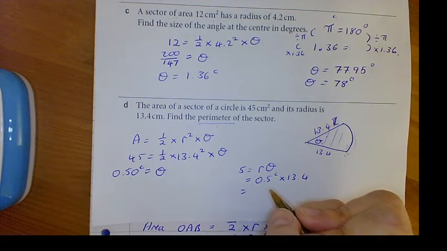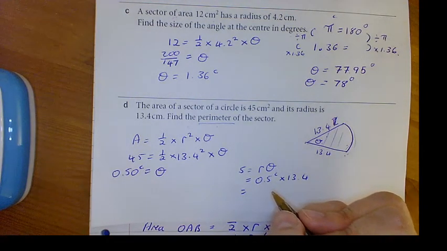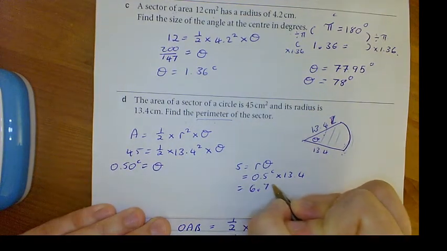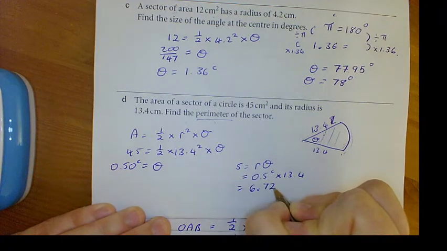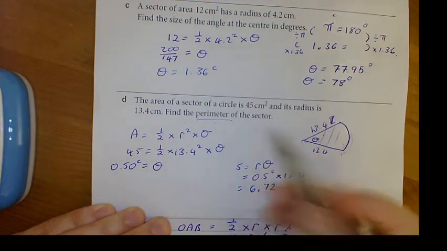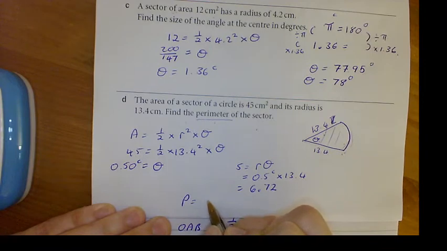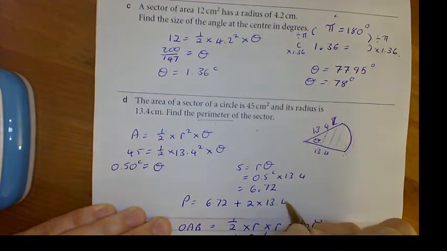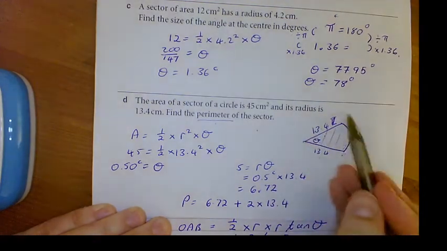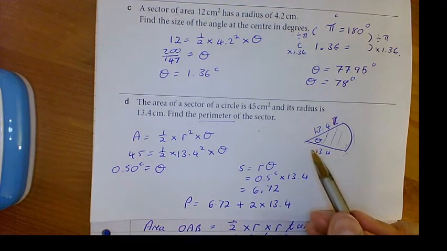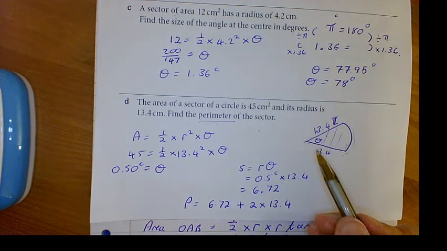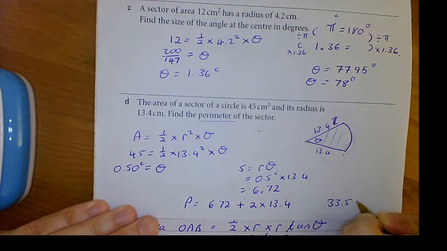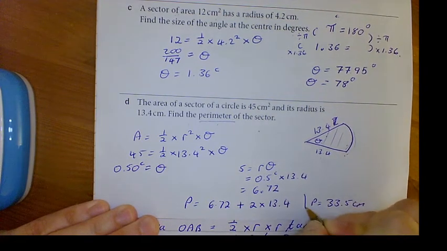Obviously, once again, I can use the answer button on my calculator because I've still got the previous answer in there to get my most accurate result. Well, that tells me 6.72. So what's the perimeter? Well, the perimeter is equal to 6.72 plus 2 lots of 13.4. These two sides here. Remember I said it's all the way around. And that comes out to be 33.5 centimeters to 3 significant figures.